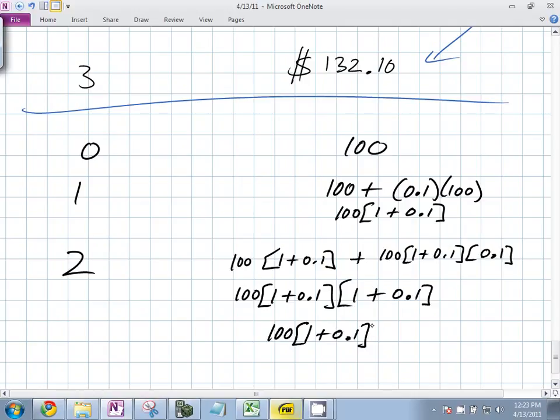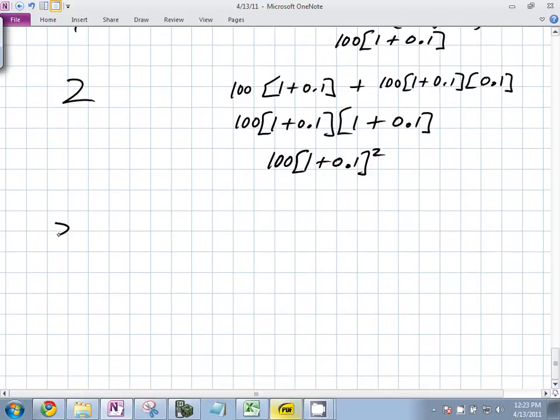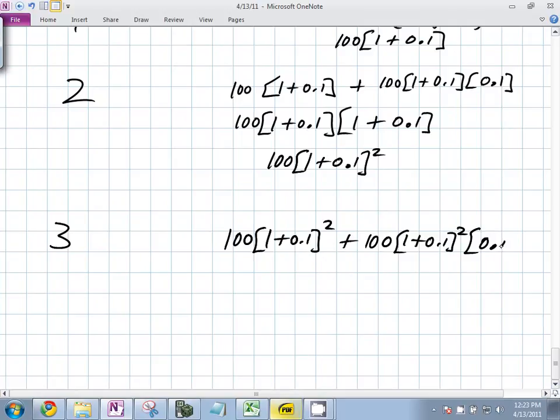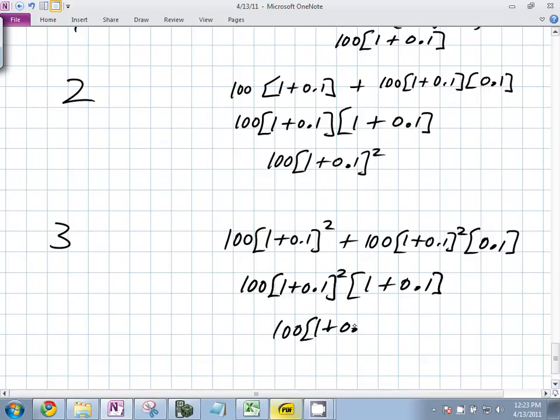Yes. So if we did the third year, it would be 100 times 1 plus 0.1 squared plus 100 times 1 plus 0.1 squared times what? 0.1. You're adding 10% of last year's value. What's in both of those? Oh, right here. So what can we do with that value? Factor it out. And what's left? 1 plus. So what does it turn into? Cubed. Okay, so let's try to generalize this formula here.